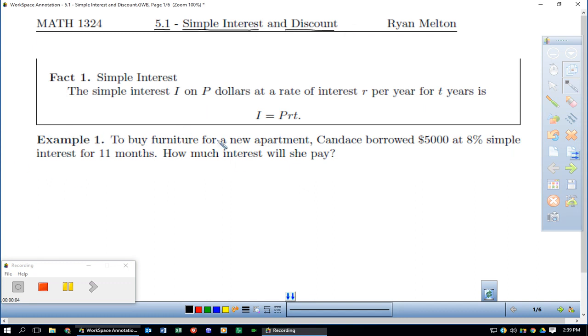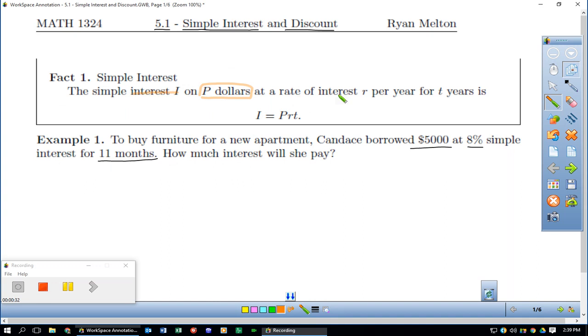Example 1. To buy furniture for a new apartment, Candace borrowed $5,000 at 8% simple interest for 11 months. How much interest did she pay? If we look back at Fact 1, simple interest: the simple interest I on P dollars at a rate of interest R per year for T years is I equals PRT. So P times R times T.